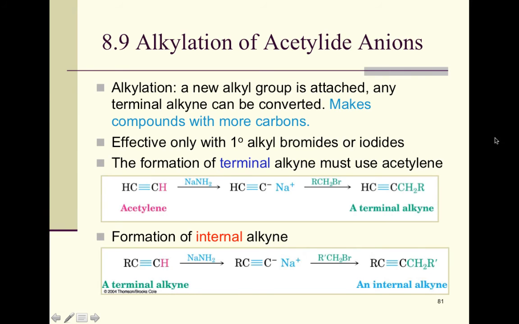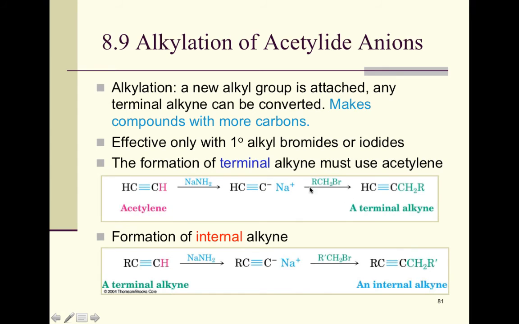Alkylation of acetylide anions. So the anion we just made on the previous slide, we're going to add it to more carbons, and that's an alkylation reaction. Adding carbons to carbon is known as alkylation. A new alkyl group is attached. Any terminal alkyne can be converted, and this makes more carbons on carbons. This reaction has some limitations to it, so it's effective only with primary alkyl bromides or iodides. The formation of the terminal alkyne must use acetylene.